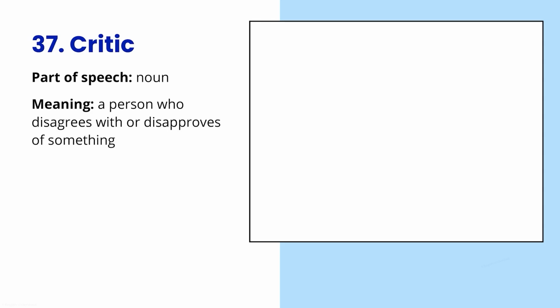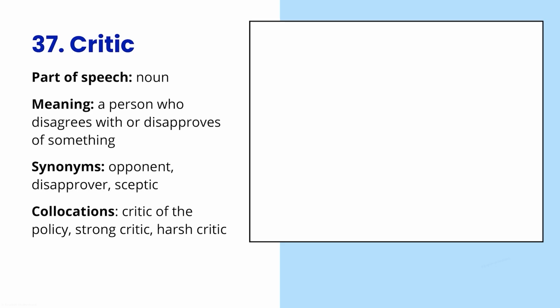Moving on to 37, which is critic. Critic is a noun, and it's the opposite of a proponent. Critic means a person who disagrees with or disapproves of something or doesn't support something. Synonyms: opponent, disapprover, skeptic. Collocations: critic of the policy. So this means someone who disagrees with a policy. Strong critic, so someone who really strongly disagrees with something. Harsh critic, that has a similar meaning to strong critic.